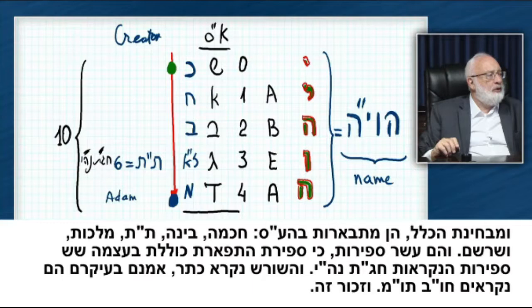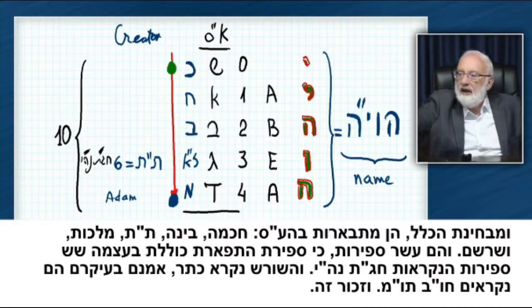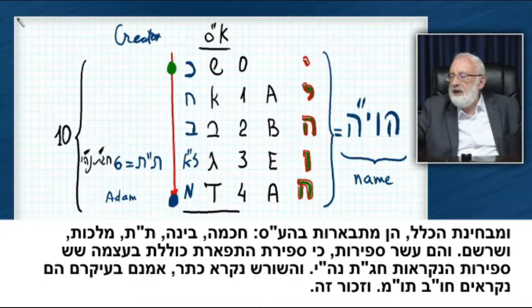And they are 4 worlds called Atzilut, Bria, Yetzira, Asiya. And there are 4 worlds: Atzilut, Bria, Yetzira, Asiya.